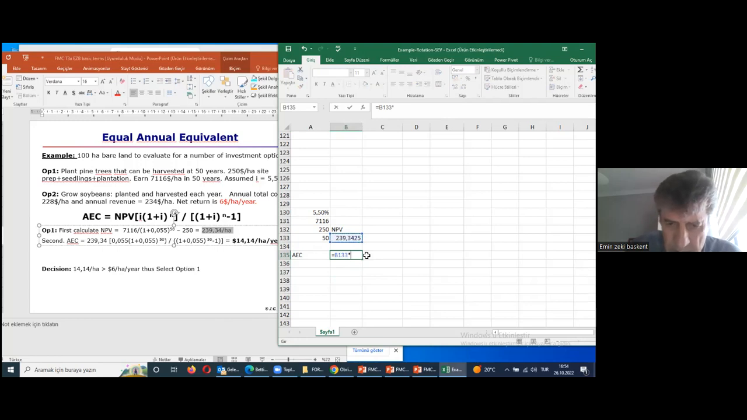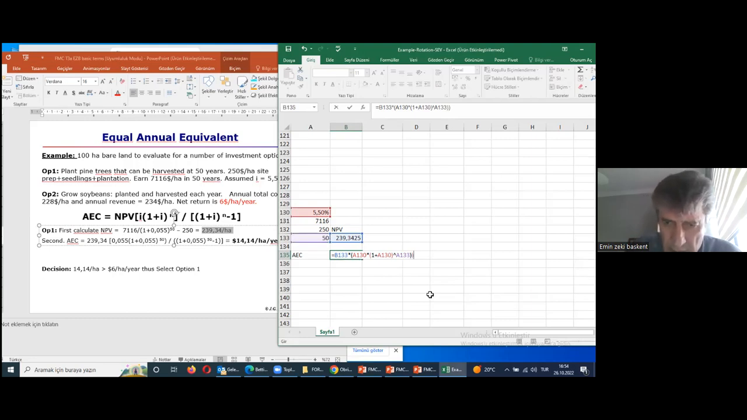Multiply by parenthesis interest rate, which is 5%, and multiply by 1 plus interest rate to the power of 50. Okay, as you can follow from here, and we have to just close the parenthesis.